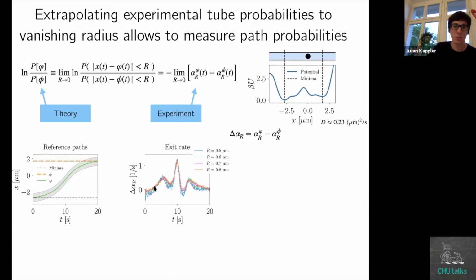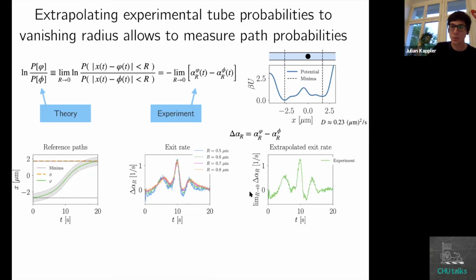You can extrapolate to 0. Here you have 4 points for 4 different radii. You can extrapolate to 0 and so on. And you do this at every point in time here, and you get this curve. So this is the difference in exit rates measured experimentally at finite radius and extrapolated to 0. So we measured this at finite radius, then we extrapolated to 0, and we get this result.